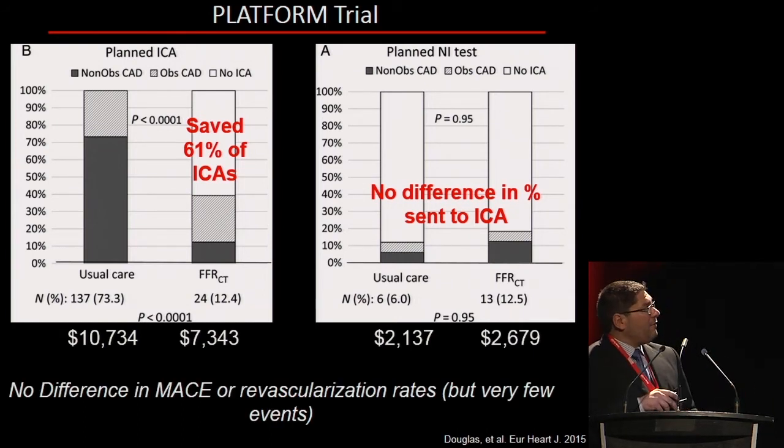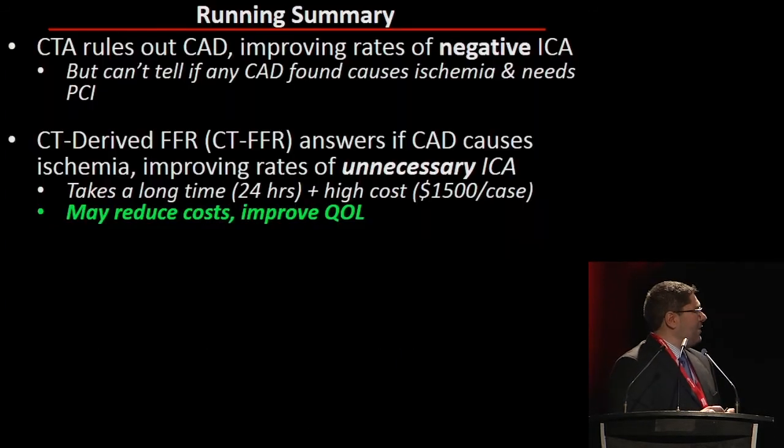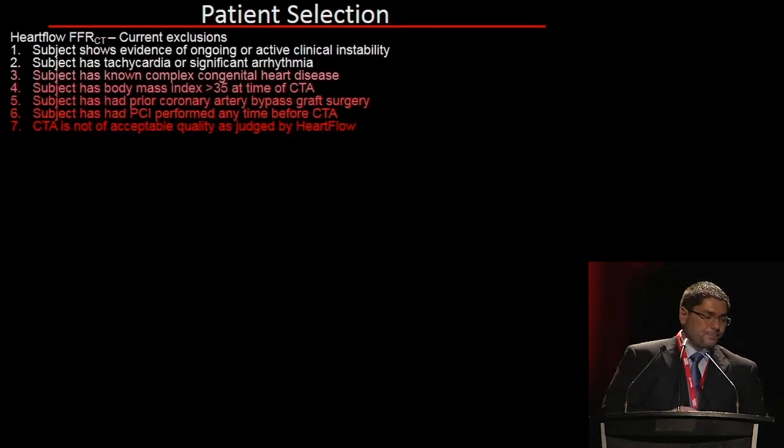Now, importantly, even though there was no difference in referrals, there was also no difference in the number of events. So it's not that you sent fewer people to catheter angiography and you got twice as many heart attacks. That didn't change. Outcomes didn't change. So FFR-CT is gaining a lot of traction because it may reduce costs and improve quality of life as well.